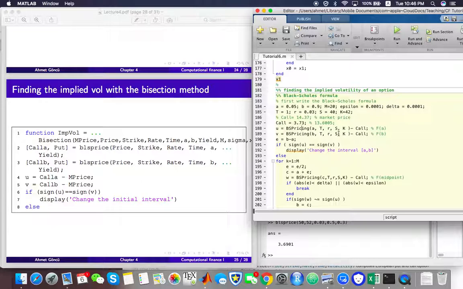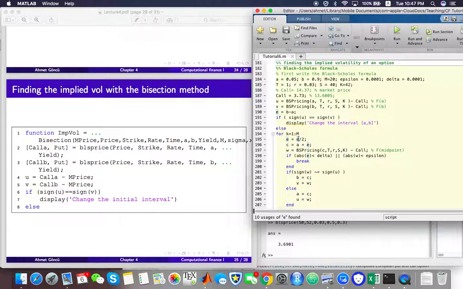Remember that in the bisection algorithm, we start with an interval, a to b, and if there's a change in the sign of the function from the left to the right side of this interval, that means there exists a root in this interval a to b. If there is no change of sign, which is what we are checking in this highlighted area, we tell the user that there is no root in this interval, so change the interval. If the signs are different, then we will start our iterations.